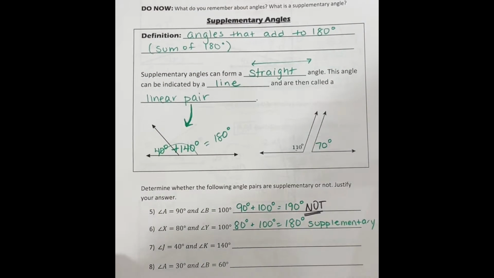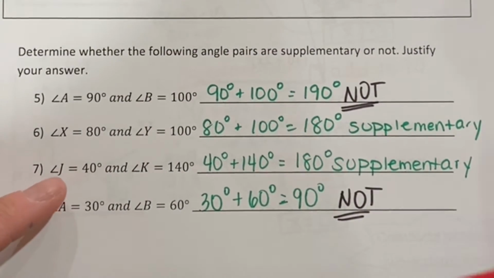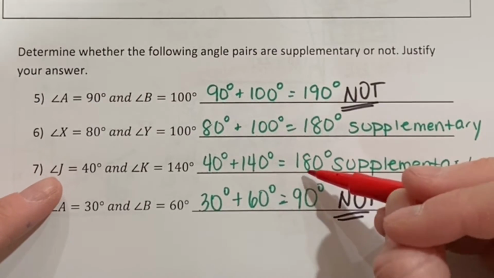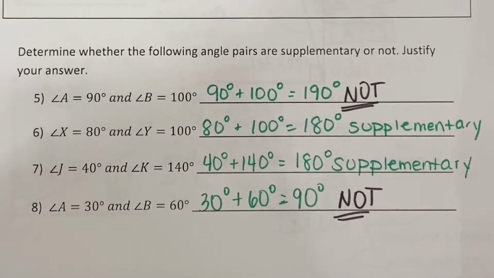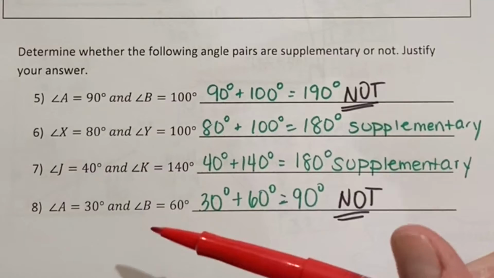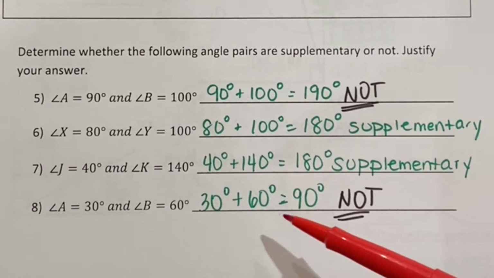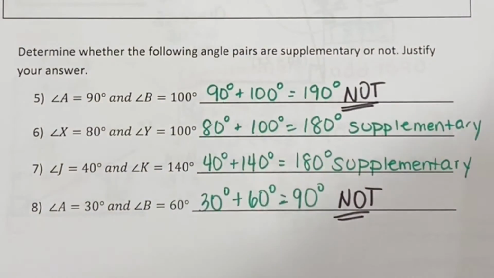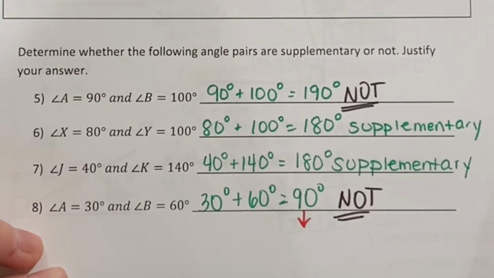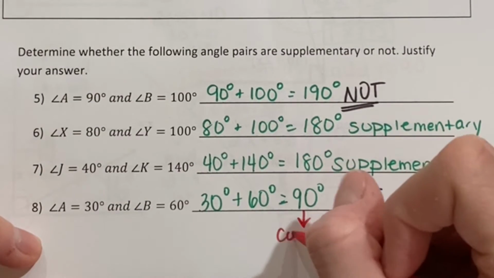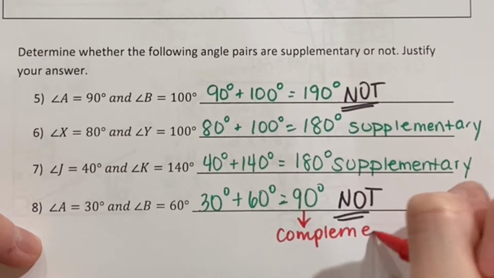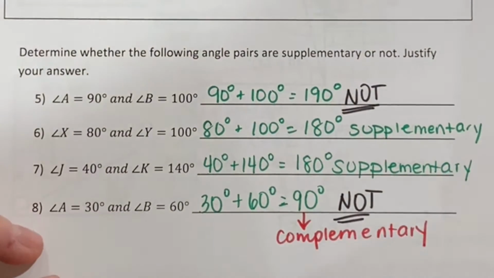So now I'd like you to pause this video and try 7 and 8 and come back to check your answer. So number 7, I had a 40 degree and a 140 degree angle. When I add those, I get 180. So yes, they are supplementary angles. Number 8, I have a 30 degree angle and a 60 degree angle, which adds to give me 90 degrees. So they are not supplementary. But thinking back to yesterday's lesson, you should realize that they are actually complementary because they add to 90 degrees.